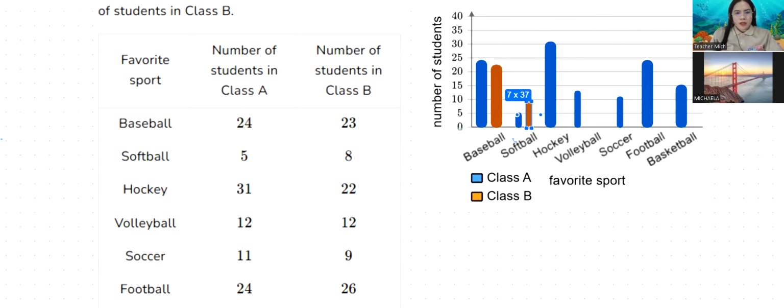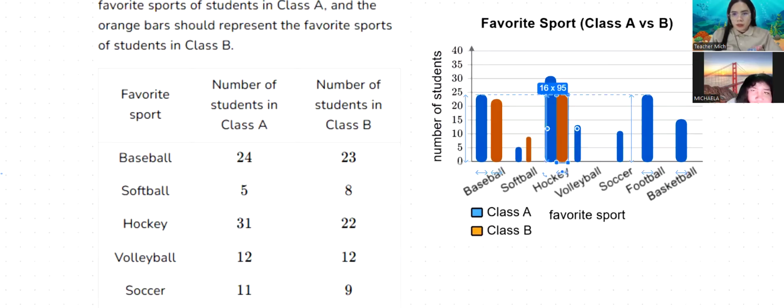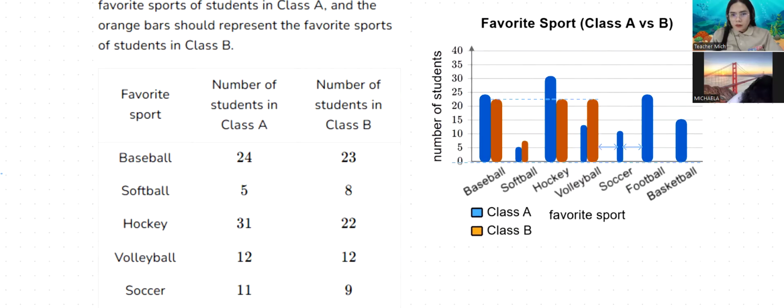We also have here the hockey, which is 22. This is hockey. Okay, this is 22. So it should be like this one. Next one is the volleyball. Our volleyball is 12. Okay, they are of the same amount. Next one is soccer, that is 9.